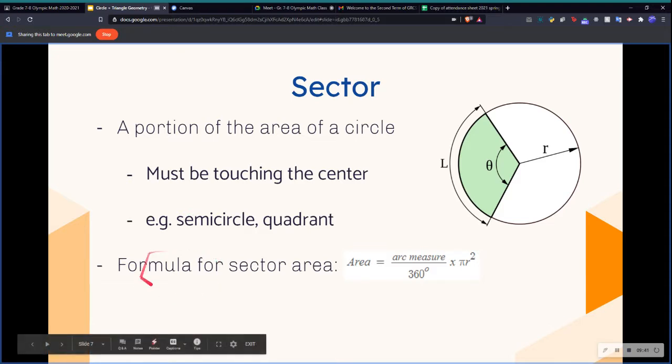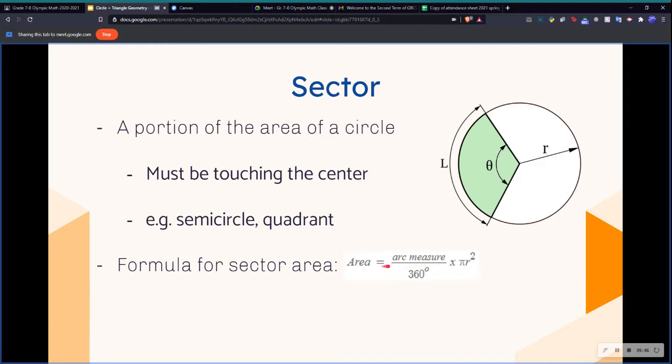Basically the formula for the sector area is fairly straightforward. Area is equal to arc measure divided by 360.